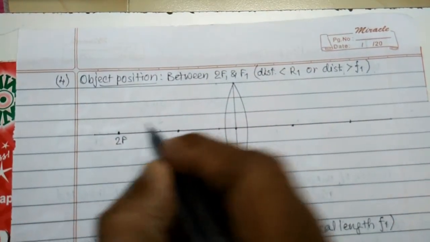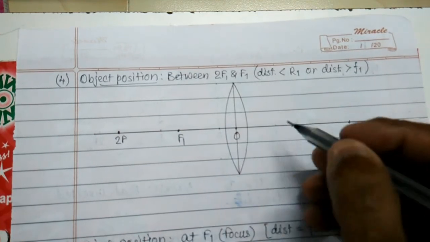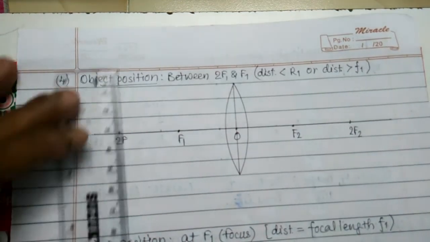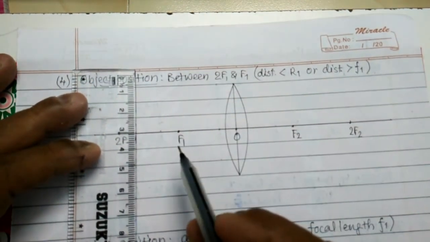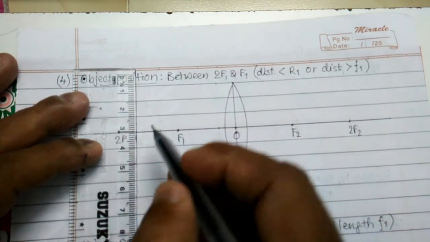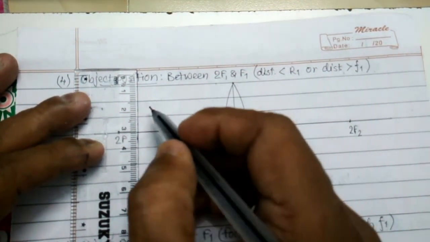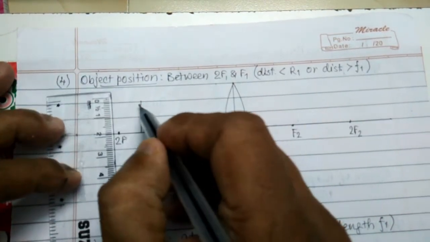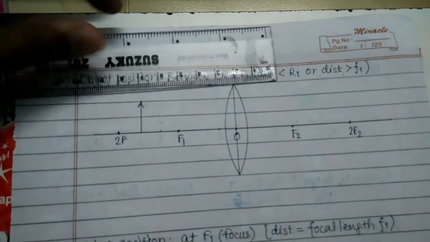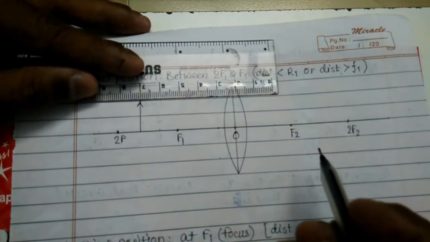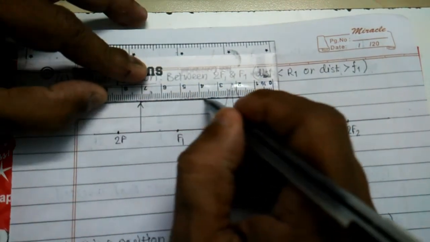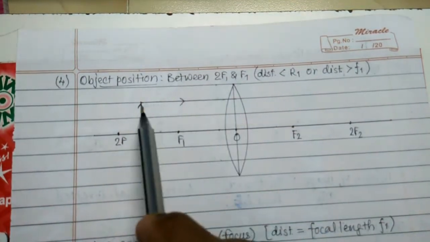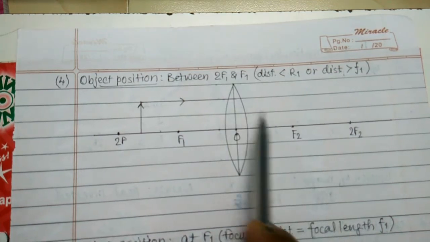2f1, f1, O, f2, 2f2. So between does not mean the midpoint, but anywhere in between f1 and 2f1. Suppose the object is placed here, between f1 and 2f1. First rule: the ray parallel to the principal axis, after refraction, passes through f2.